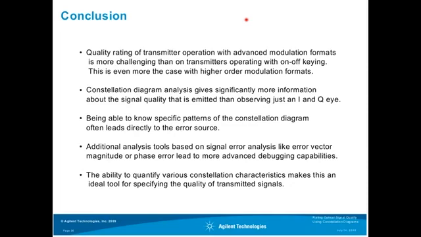The ability to quantify various constellation characteristics makes this an ideal tool for specifying the quality of the transmitted signals. You have seen during various examples that I could really name the values of the distortion. For example, we had the quadrature error with nearly 3 dB of error. And this colored description of the constellation diagrams is a very powerful tool to describe the performance of your transmitted signal, either in the lab or for specification of the transmitter, for example.